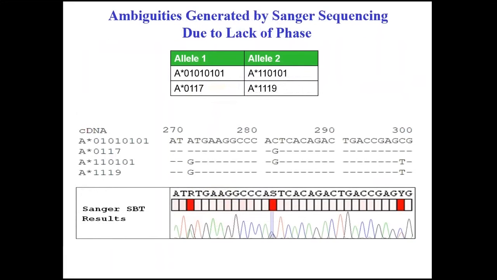Another example of problems is due to lack of phase, meaning that we were doing Sanger sequencing, and we had combinations of alleles that were satisfying the red combination, as you can see here, the 0101-1101, or the 0117-1119, which is the blue. Whether you had the red or the blue, you had the same electroferrogram underneath. Since you didn't know whether the A faces with the C or the A faces with the G, we were unable to set phase, and therefore we had an ambiguity. And this is a very well-known problem in our community.